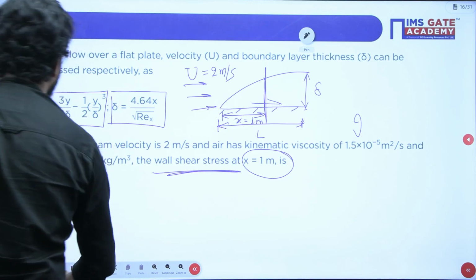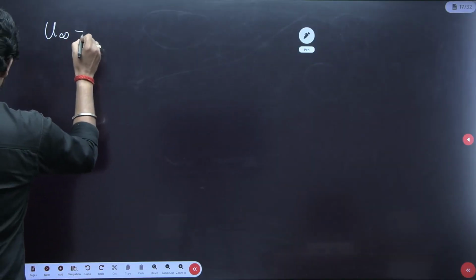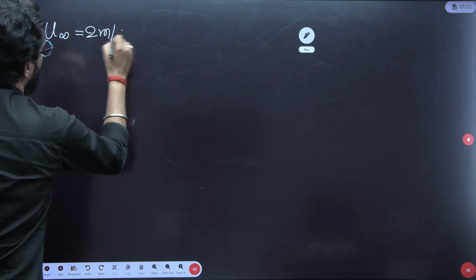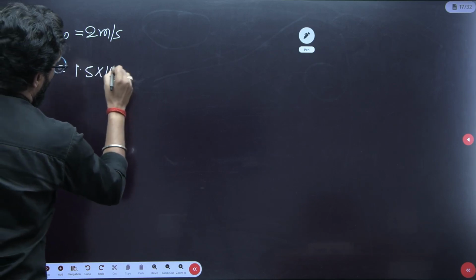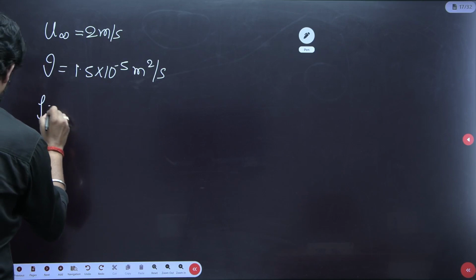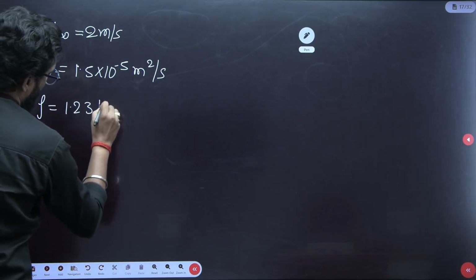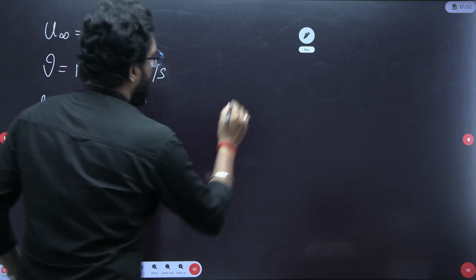So what is given? We will first write the given. Free stream velocity is equal to 2 meter per second. Kinematic viscosity is equal to 1.5 cross 10 to the power minus 5 meter square per second. Density of the air is given as 1.23 kg per meter cube. Okay, this is your plate.